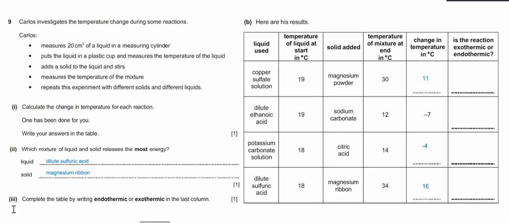Next, we move to question B part 3. Complete the table by writing endothermic or exothermic in the last column. 10 seconds.